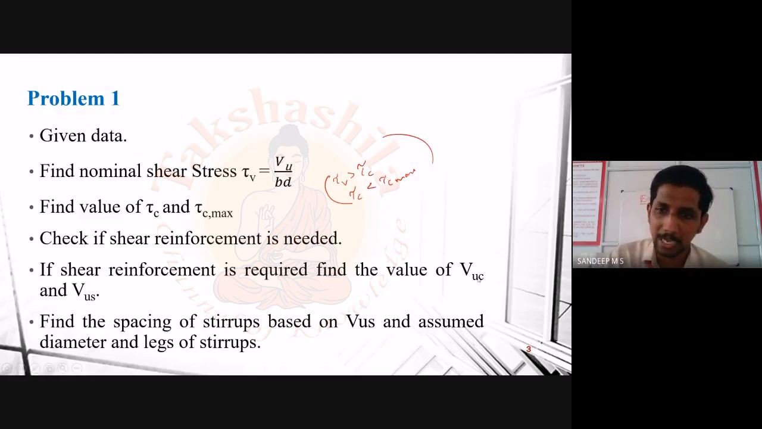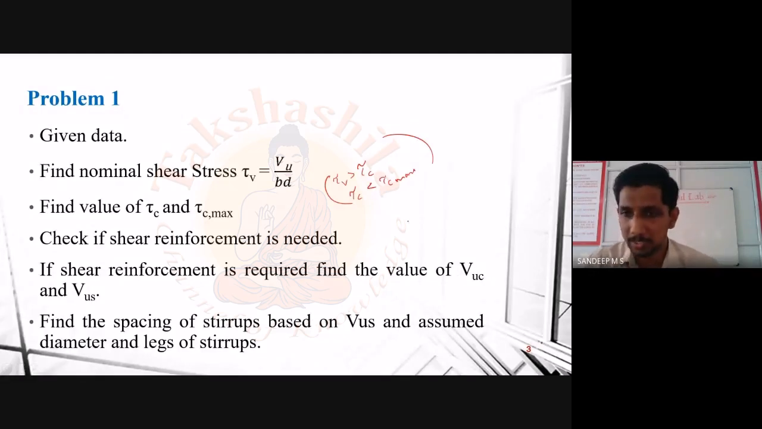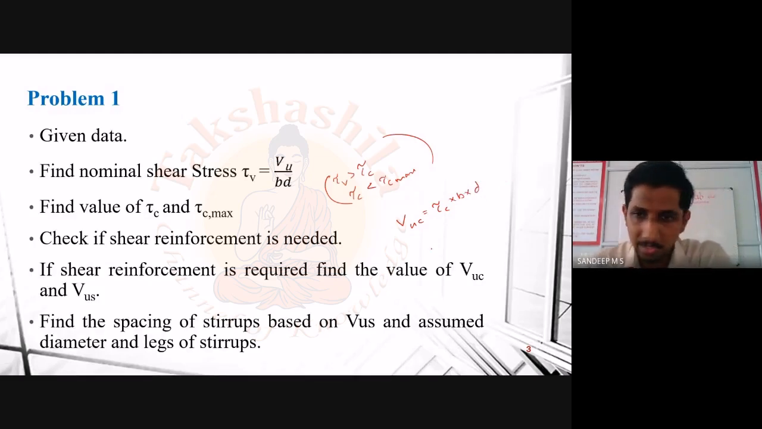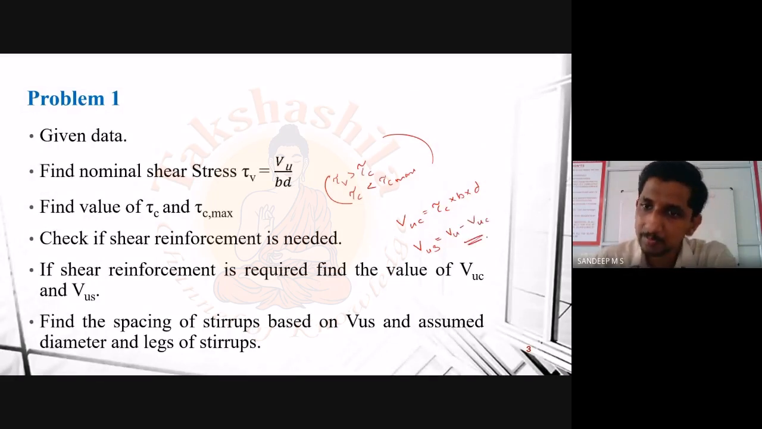In that case, we calculate the value of VUC, that is the shear force that can be taken up by concrete. How to find VUC? VUC will be equal to tau C, the stress that can be taken up by concrete, into B into D: stress into area gives the force. Then how to find the shear force that should be carried by our stirrups? This will be VU minus VUC.